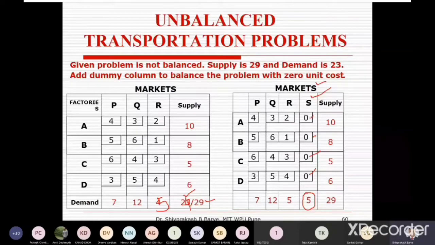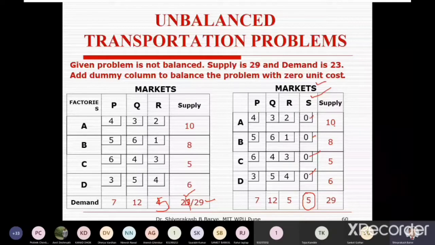So in that case, we have to add one more extra row. After A, B, C, D, you can add one more extra row, E, having all 0 values in that row. So like this, we have to add either an extra row or an extra column, and we have to balance this transportation problem.